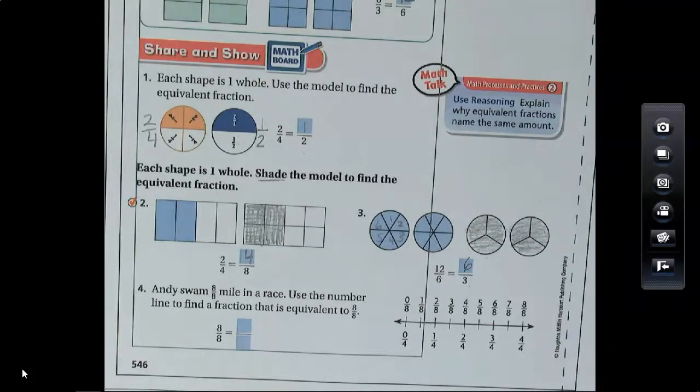Okay, great job on that. So 12 over 6 is going to equal 6 over 3. Or you could say it as 12/6 equals 6/3.